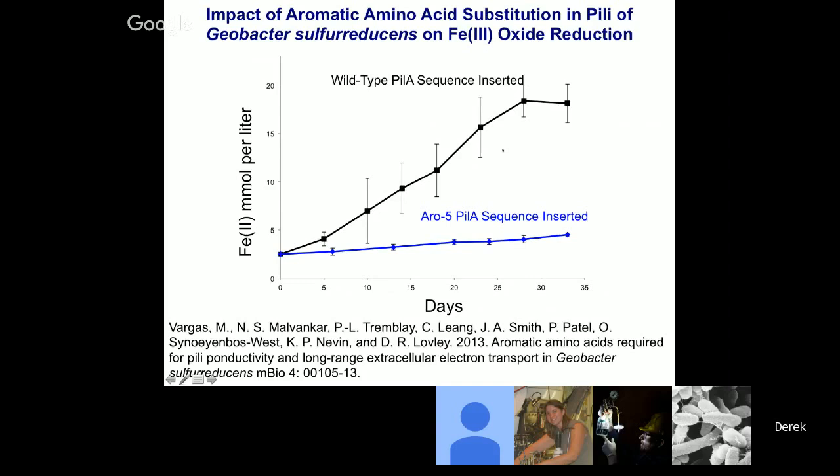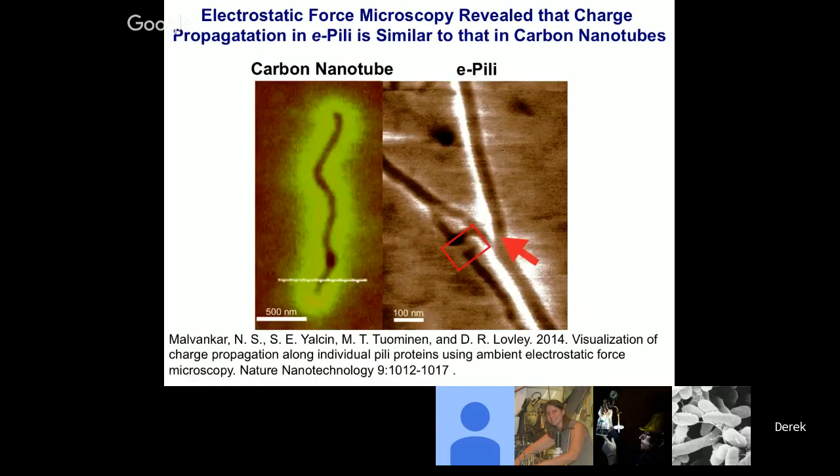wild type. Another way to look at metallic-like conductivity is something called electrostatic force microscopy. This is a technique that's been used to investigate the charge propagation in carbon nanotubes, as shown on the left. If you inject charge into a carbon nanotube, the whole tube will light up due to the charge propagation. In the right-hand panel are results of Mikkel working with Ebru Yeltsin, where they did electrostatic force microscopy on the pili. Injected charge is shown by the red arrow, and you can see the whole pili lights up.